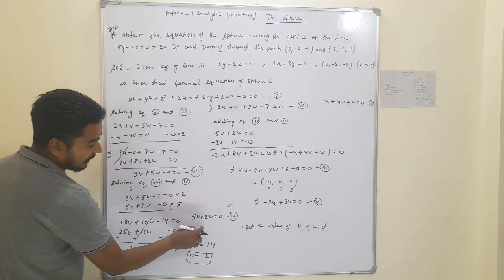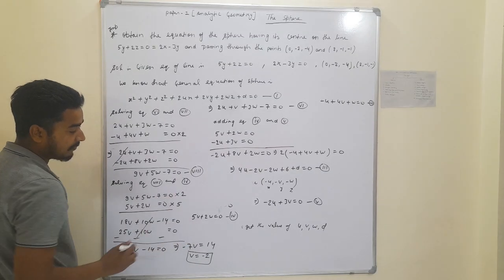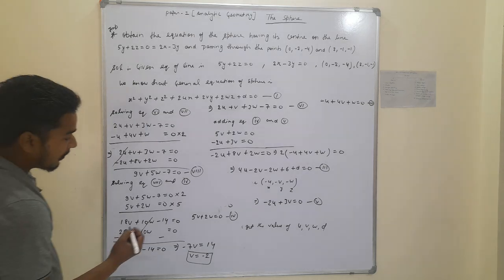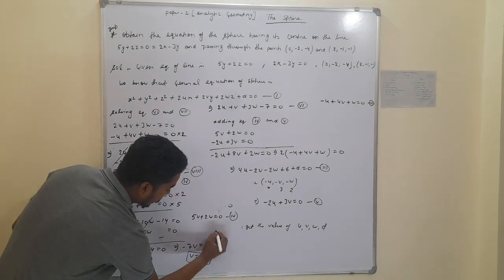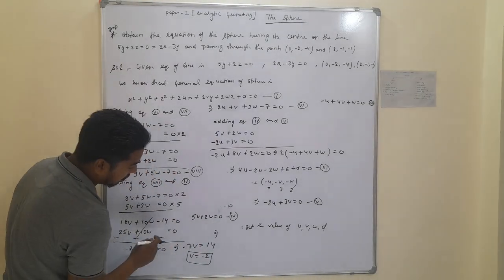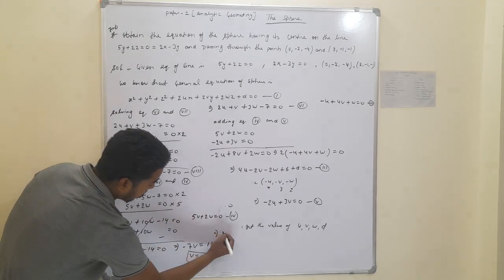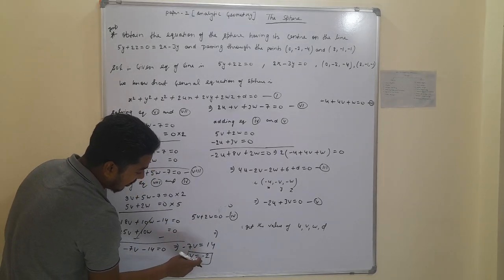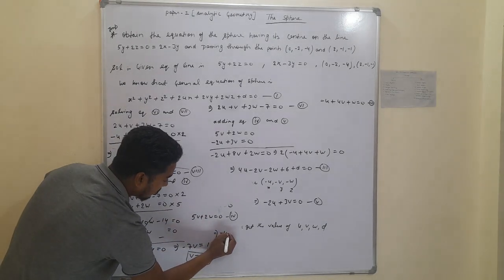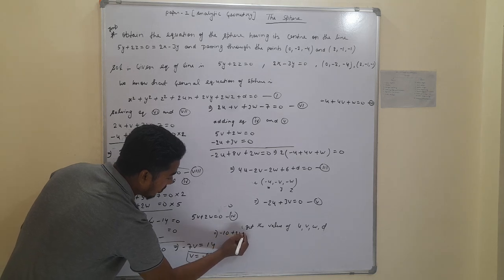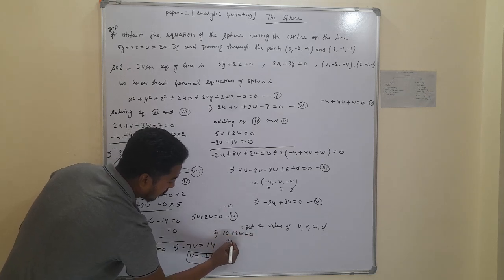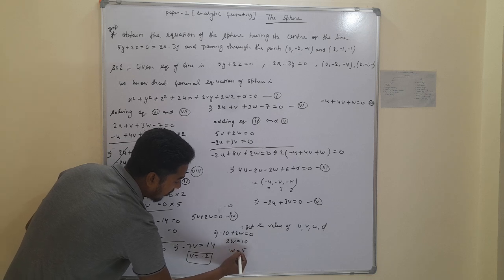So from here, putting the value of v in equation 4, we get the value of w. On putting v is minus of 2 in place of v, we get minus of 10 plus of 2w is equal to 0. And here 2w is equal to 10, we get w is equal to 5.